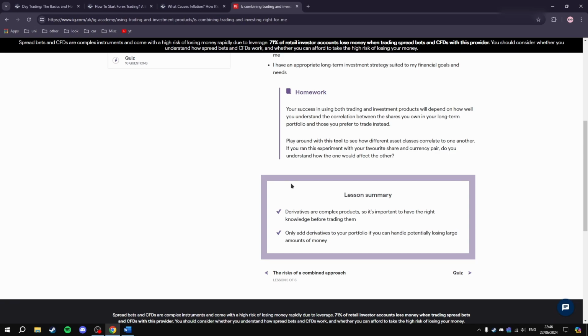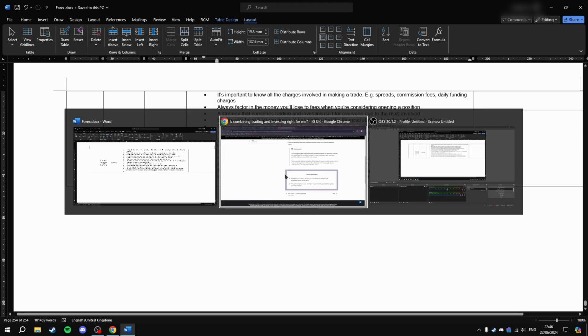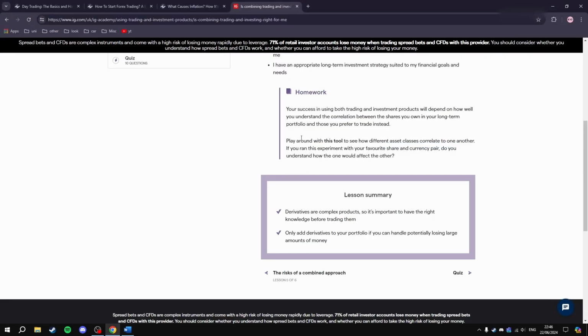Do they have positive correlation? So if one goes up, the other goes up. Do they have negative, or inverse, correlation? If one goes up, the other goes down. Or do they have no correlation at all? So you need to do some research to see which asset classes have positive, inverse, or no correlation with the other asset classes.